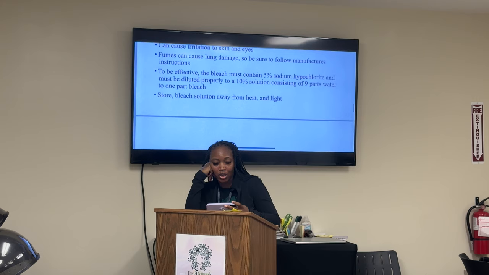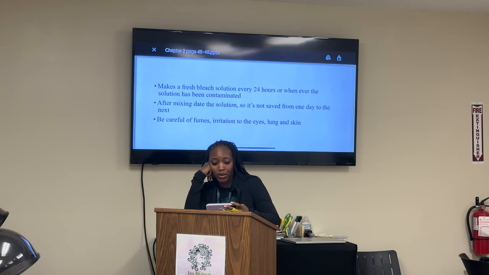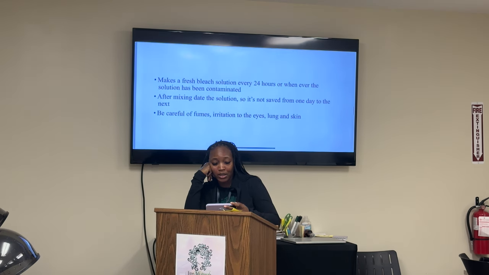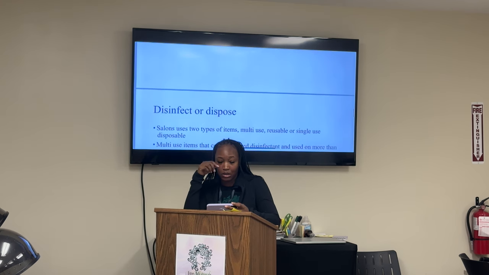Store bleach solution away from heat and light. You should always make a fresh bleach solution every 24 hours or whenever the solution has been contaminated. After mixing the solution, you should always put the date on it, so it's not saved from day to day. But be careful of fumes, irritation to eye, lung, and skin.